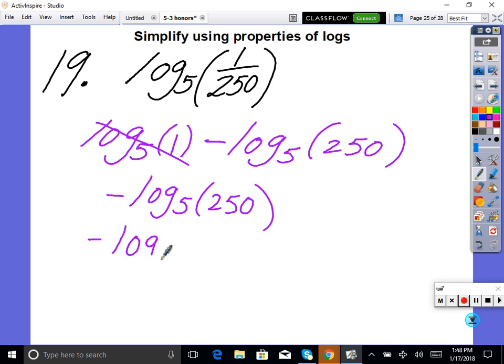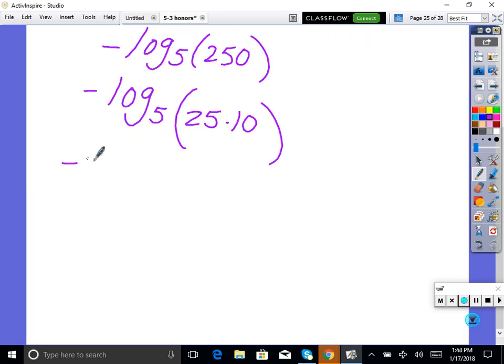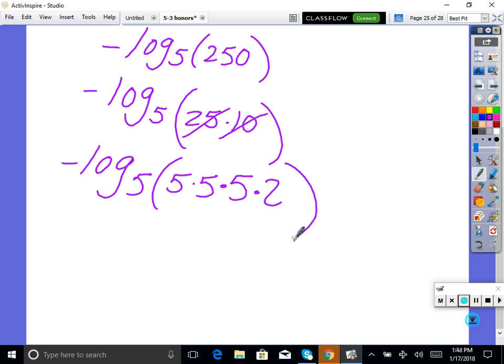Log to the base 5 of 25 times 10, am I right? Okay, I like that idea. Which is negative log to the base 5 of, I'm going to go 5 times 5 times 5 times 2. Everyone agree? So then we have negative log to the base 5 of 5 cubed times 2.